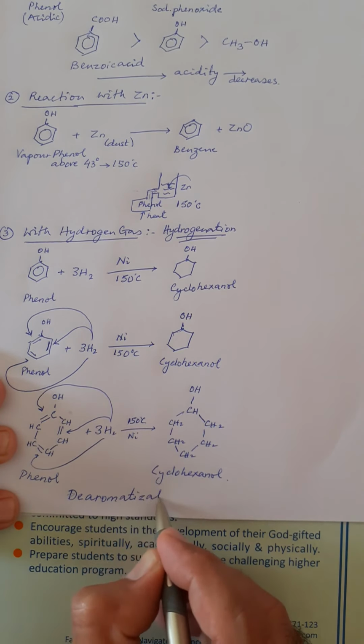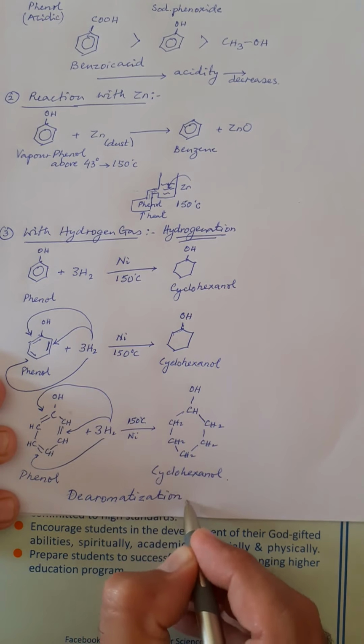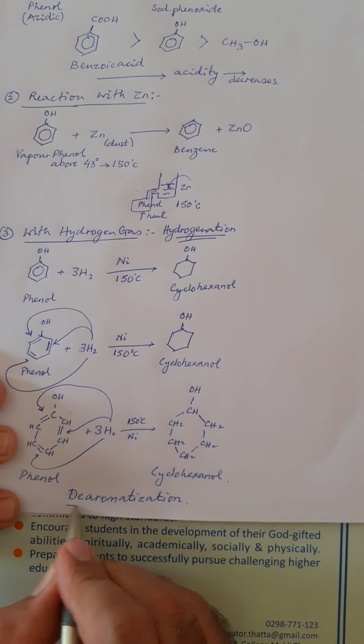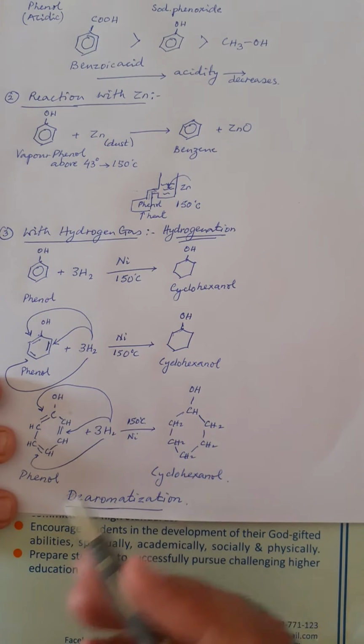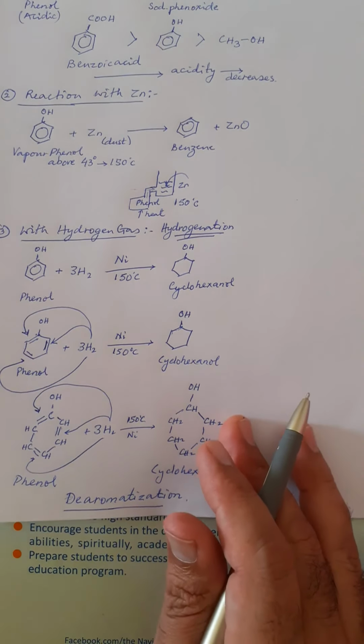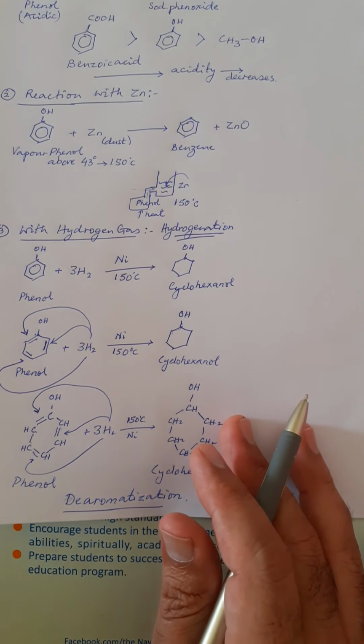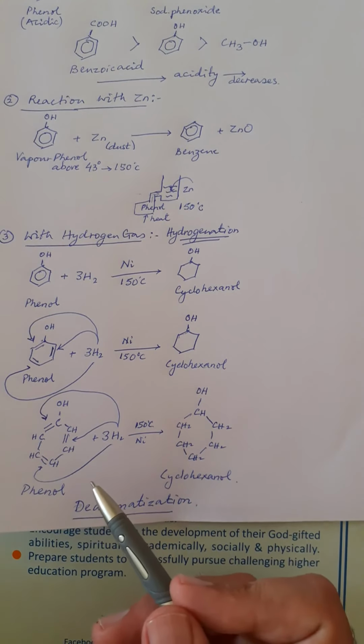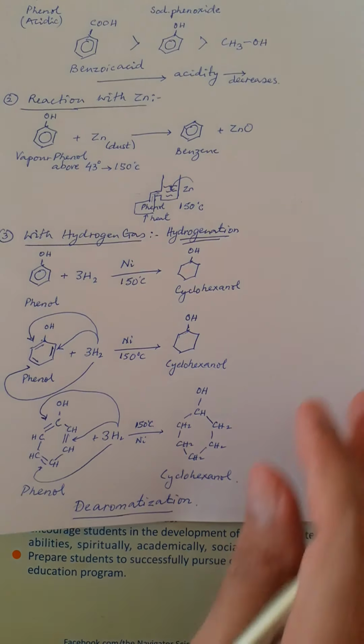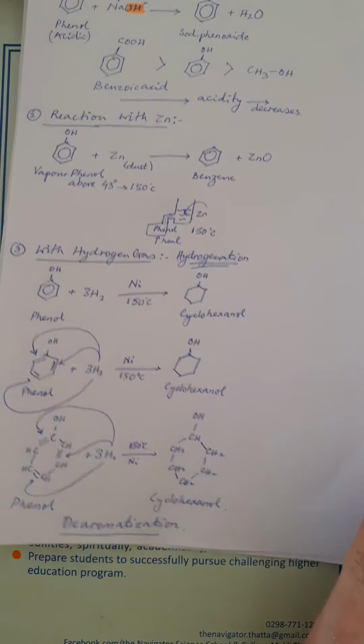Dearomatization: those reactions in which the benzene ring loses its aromatic character, which means it loses the alternating single and double bond setup of the benzene ring. These are the reactions in which the benzene ring loses its aromatic character. So I hope you understand these 3 reactions.